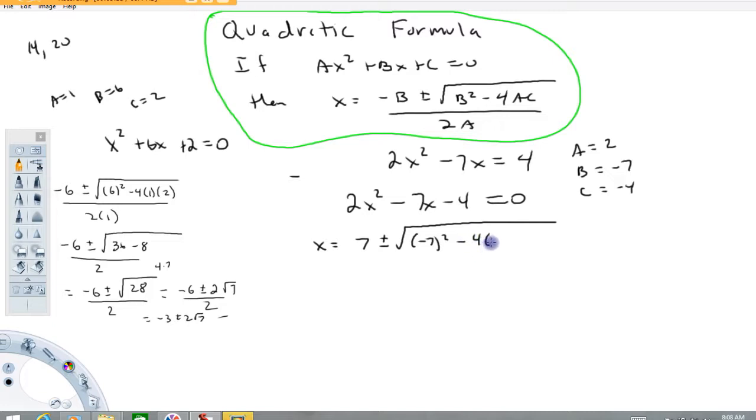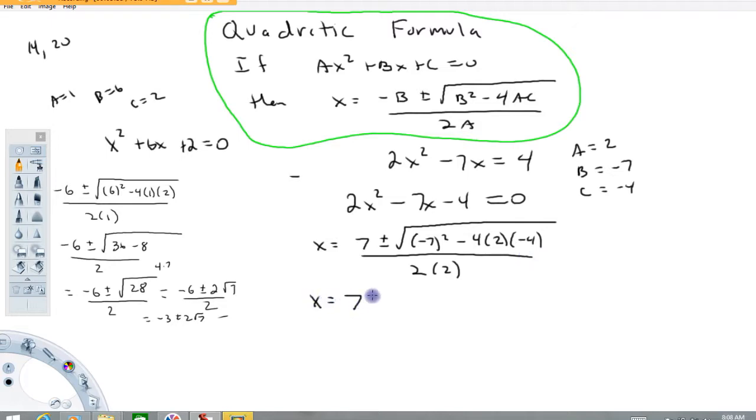Minus 4 times a, which is 2, times c, which is negative 4. You have to be very careful with plus and minus signs when you apply this formula. All right, over twice a. So there's the quadratic formula with every value put in, being very cautious with my plus and minus signs.